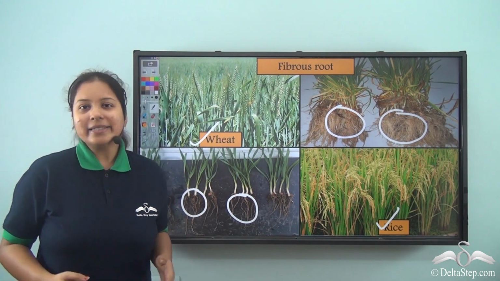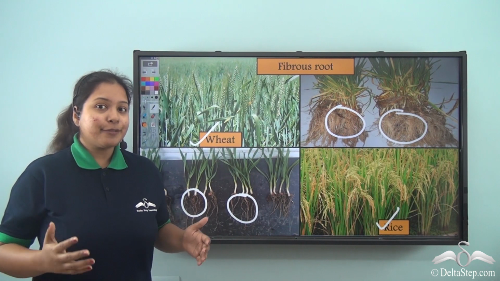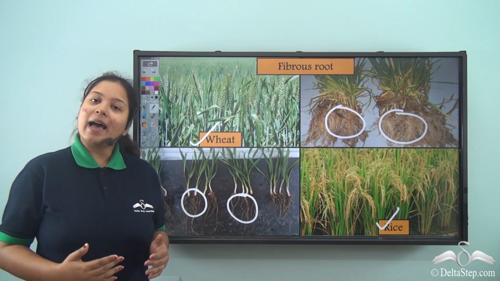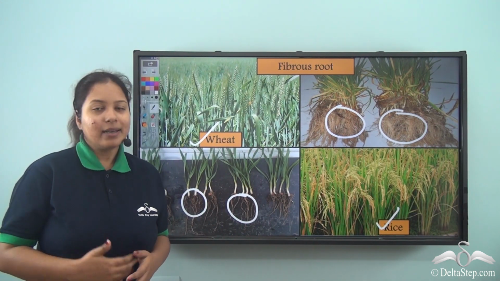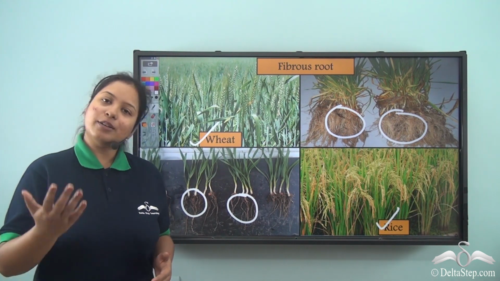So, my dear kid, now you know that our plant friends are very lucky. They have two different types of feet, that is the taproot and the fibrous root.